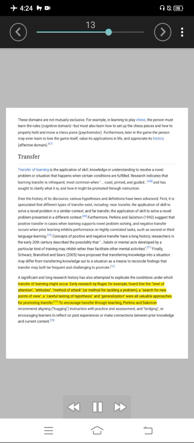73. To encourage transfer through teaching, Perkins and Salomon recommend aligning, or hugging, instruction with practice and assessment, and bridging, or encouraging learners to reflect on past experiences or make connections between prior knowledge and current content.